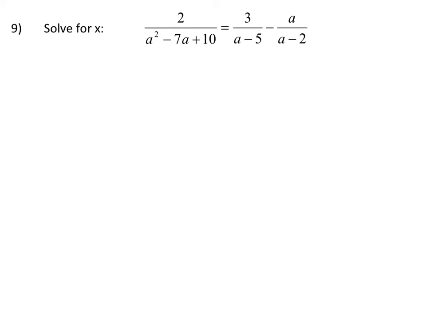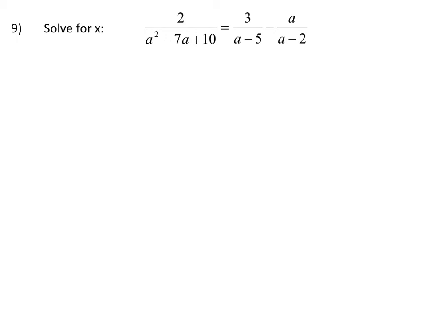Okay, if we take a look at number 9, it's very similar to number 8 because we're given a fractional equation, an equation that contains fractions. So when that happens, you want to try to find a common denominator. Now, this right here can be factored. So in order to find a common denominator, you first want to factor whatever denominators can be factored.